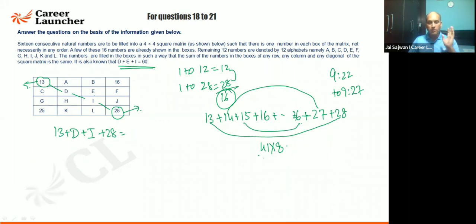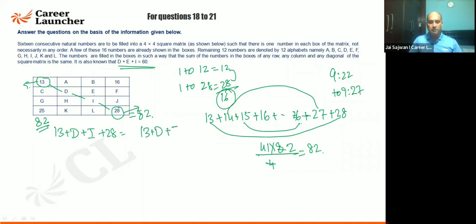So this will be the total sum of values, and there are 4 columns, so each column comes out to be 82. The sum of the values in each column is 82, and the diagonal also comes out to be 82. So 13 plus D plus I plus 28 is equal to 82, and I'll say D plus I comes out to be 41.